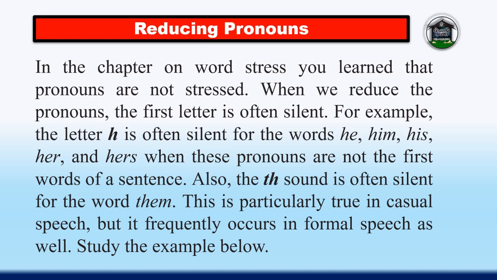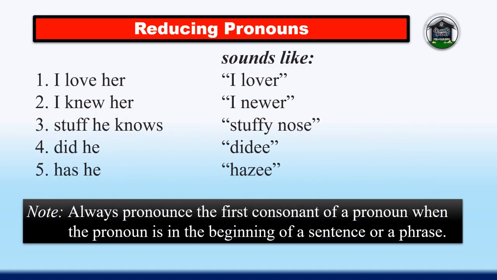For example, I love her sounds like I love 'er. I knew her sounds like I knew 'er. Stuff he knows sounds like stuff 'e knows. Did he sounds like did 'e. Has he sounds like has 'e. Note, always pronounce the first consonant of a pronoun when the pronoun is in the beginning of a sentence or a phrase.